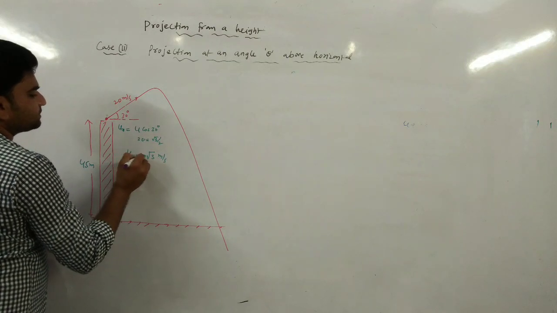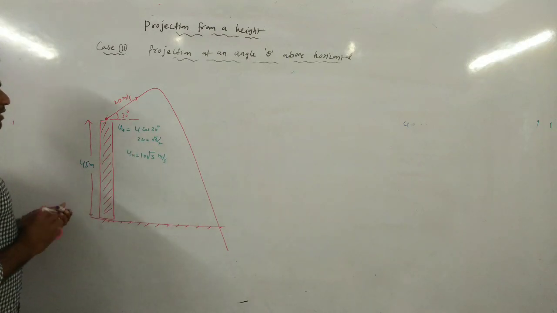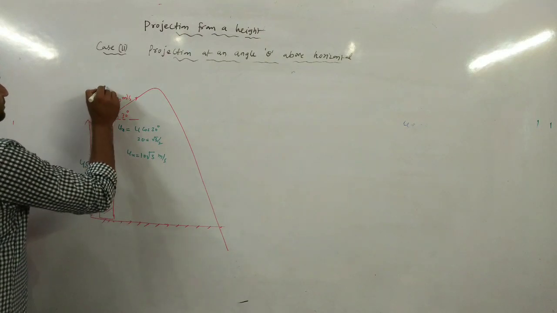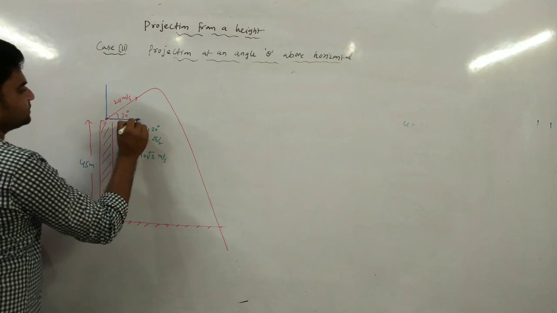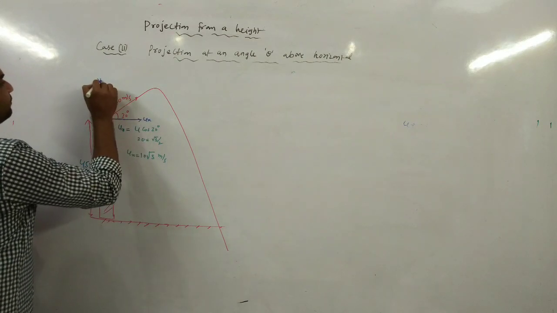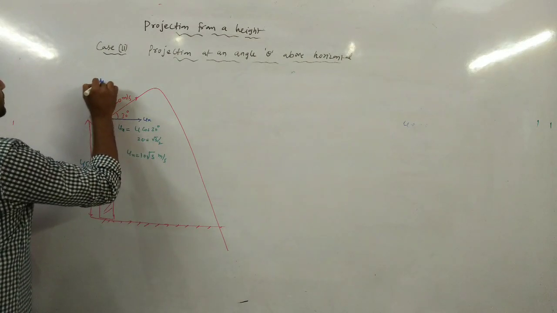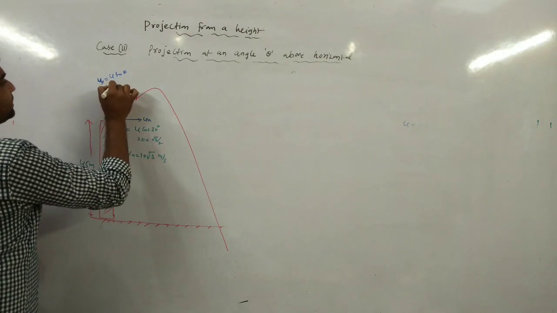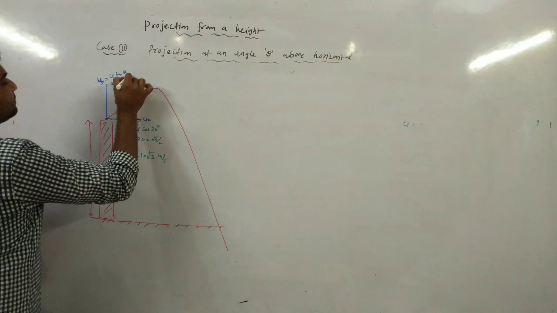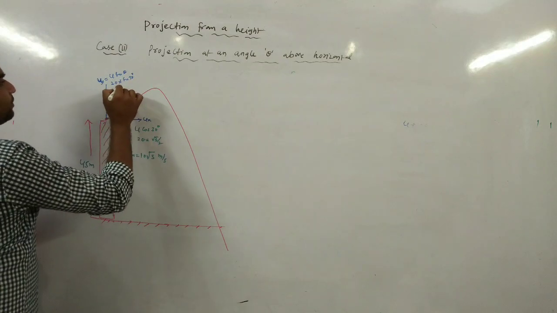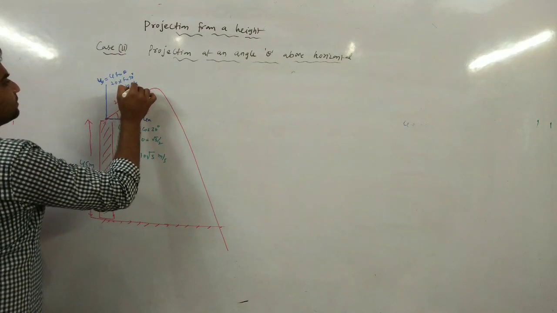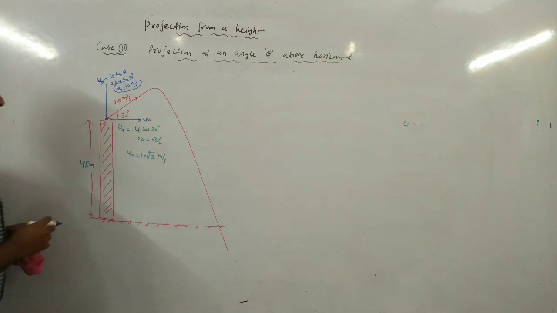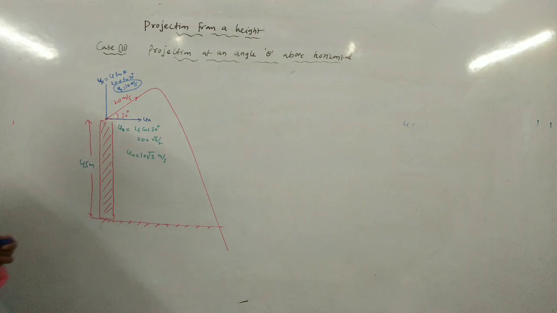This is my ux. And also I want to calculate the vertical velocity, that is uy, the vertical component. This is ux and this is uy. Uy becomes what? U sin theta, that is 20 into sin 30. Sin 30 is 1 by 2, 20 into 1 by 2 is 10. So uy becomes 10, right? I got ux and uy values.